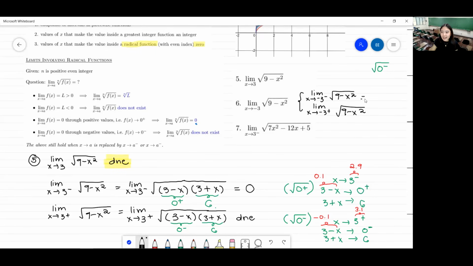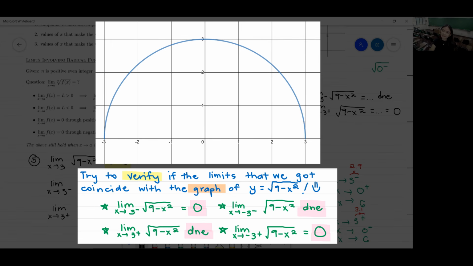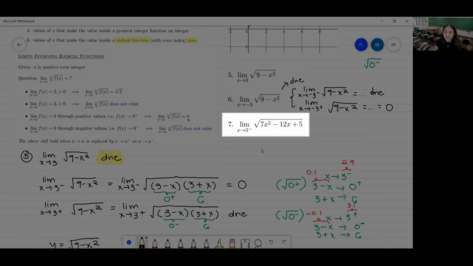I'll give you the final answer already, but please fill in the solutions. Ang sagot dito sa ating left-hand limit ay does not exist. So, wala actually na equal sign dyan, does not exist siya. For our right-hand limit naman, yung limit niya ay 0. So, therefore, considering the two one-sided limits, okay, hindi na rin nag-exist yung limit na ito. So, this, in fact, does not exist. Please do this on your own.